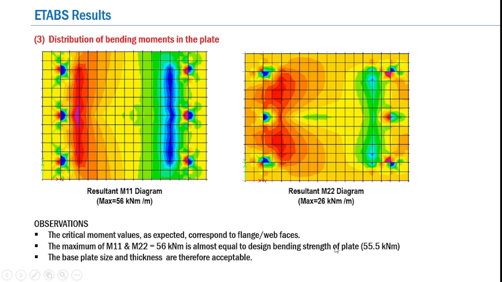And for the 25 mm thick plate we have provided here, the design bending strength works out to be 55.5 kilonewton meter. And remember that this is based on the yielding of the plate, and accordingly I have used the so-called plastic modulus of t squared by 4. Therefore, we conclude from the distribution of the bending stress as well as the bending moment diagram, or the M11 and M22 distribution, that the base plate size and the thickness are acceptable.